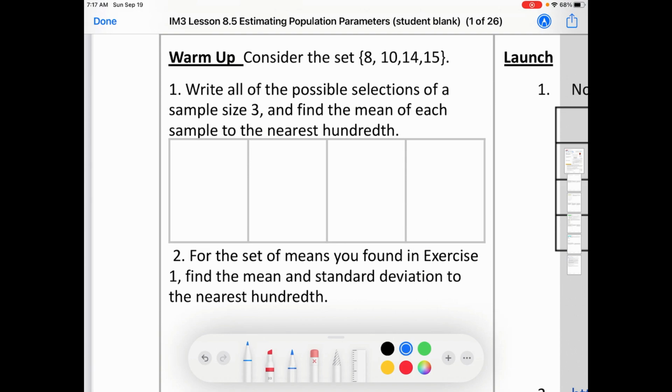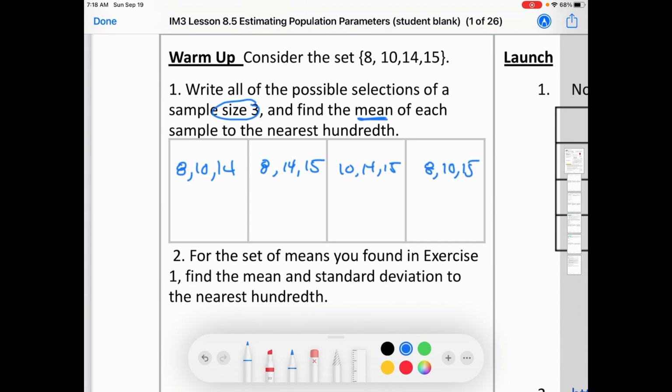All right, it tells us to write all the possible selections of a sample size 3. So I just need groups of 3, but there's four numbers here. So maybe you have 8, 10, and 14. Or maybe let's skip 10 this time: 8, 14, 15. And then how about 10, 14, 15? It looks like I used 14 three times. I have not used 8 three times, so how about 8, 10, and 15? Okay, so there they are, and then it tells me to find the mean, or the average.